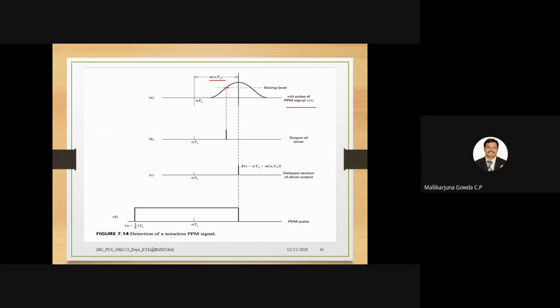The slicing level. For every slicing level, I get a pulse. So this is the output of the slicer, right? So I get a sharp impulse function, right? And that will be a delayed version of the slicer output. So if I think this is delta of t, then this will be delta of t minus NTS minus m into NTS, right? Then this is what? The pulse width modulated wave. Okay.